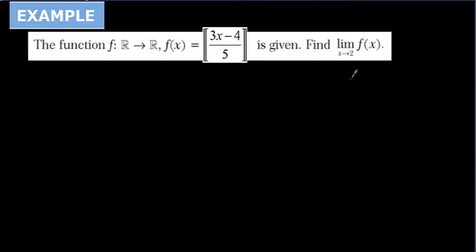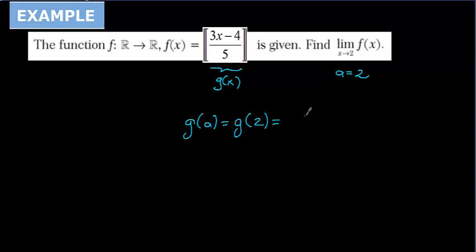And for a different value, I'm solving another question. Here the question is the greatest integer of (3x minus 4) over 5. We are going to check again with a equal to 2. We can change the value, but let's use a equal to 2. And this is the g of x function now. g of a is g of 2, which is equal to 3 times 2 minus 4, over 5, so it's 6 minus 4 over 5.